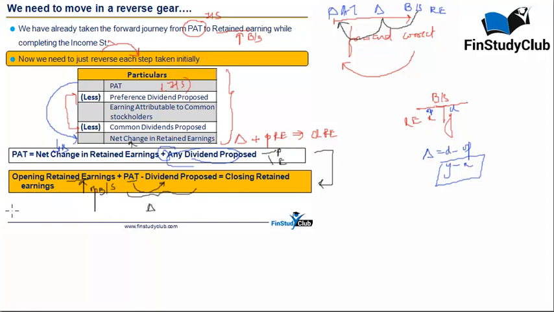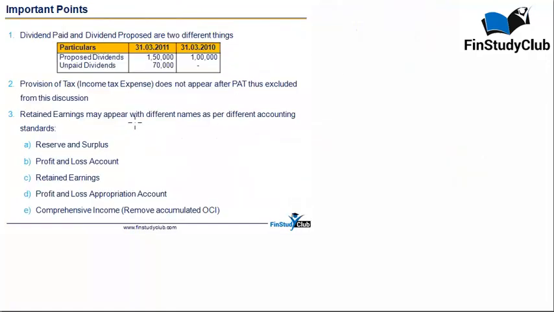So obviously, it's like stating the same thing in different words. Before looking at a full length example, I want to highlight a couple of important points. The first is that retained earnings may appear with different names as per different accounting standards. You look at IFRS, India GAAP, US GAAP, J GAAP, which is Japanese GAAP. There are different accounting standards and each follows a different nomenclature.